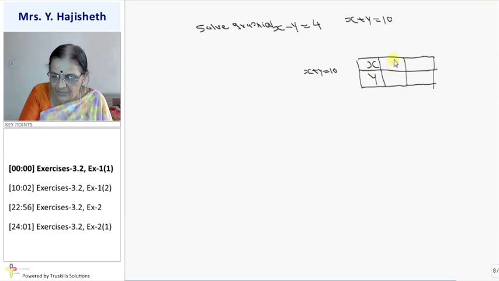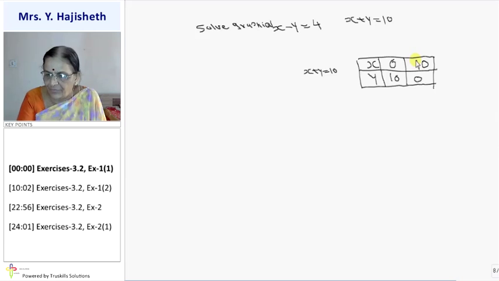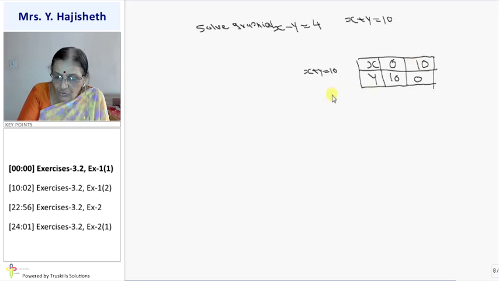I will take x is 0, what is y, and y is 0, what is x. When x is 0, then y is 10, and when y is 0, then x is 10. By using these 2 points, I can draw the exact shape of the graph. Now two solutions of equation number 2, that is x minus y is 4.